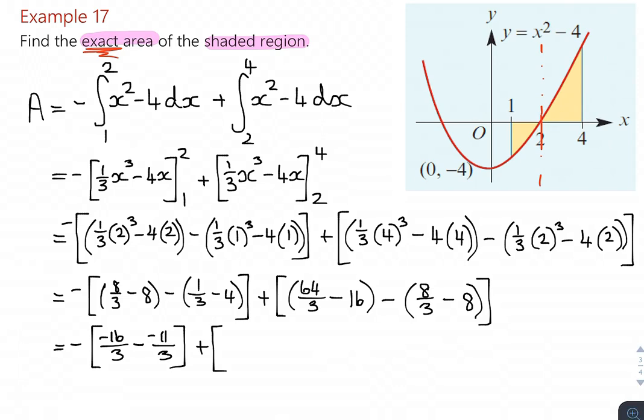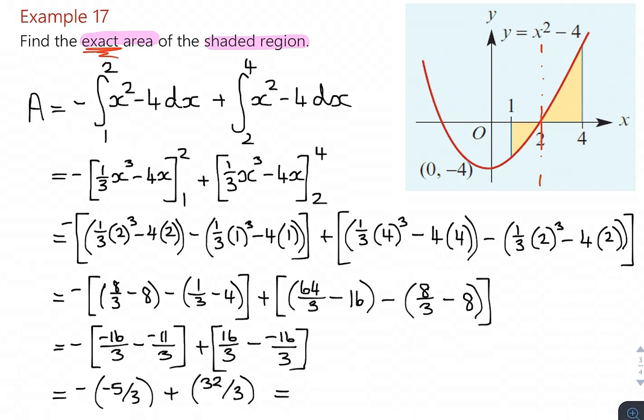So I get negative 16 on 3 minus negative 11 on 3, 16 on 3 minus negative 16 on 3. So again, simplifying each of these brackets, I get negative 5 thirds plus 32 thirds, giving us 37 thirds in total. Note that those brackets the entire way through are really important.